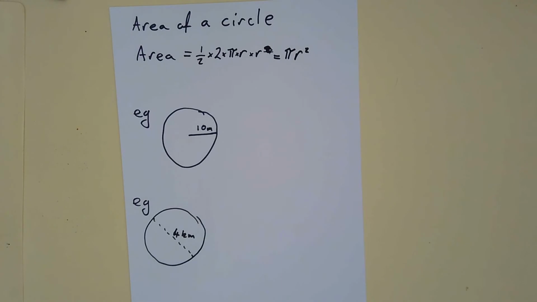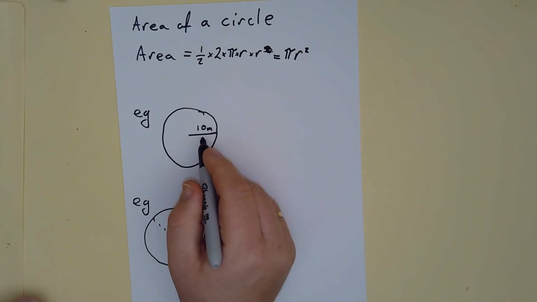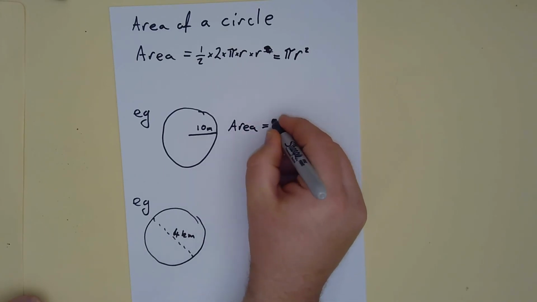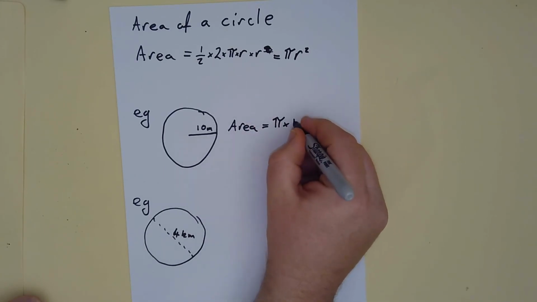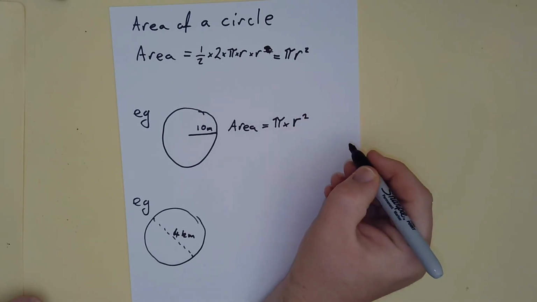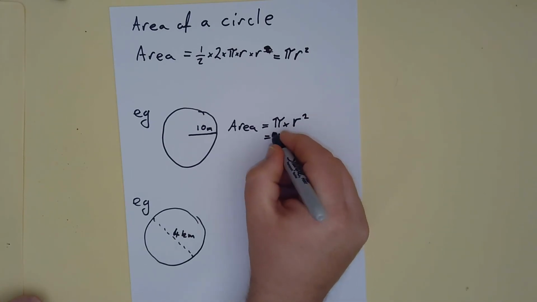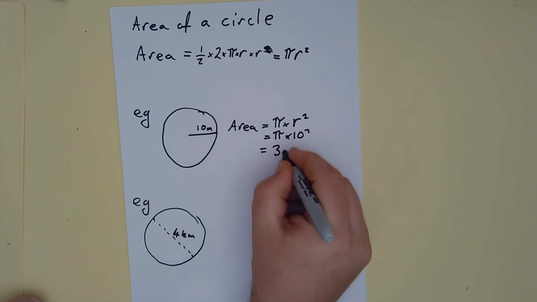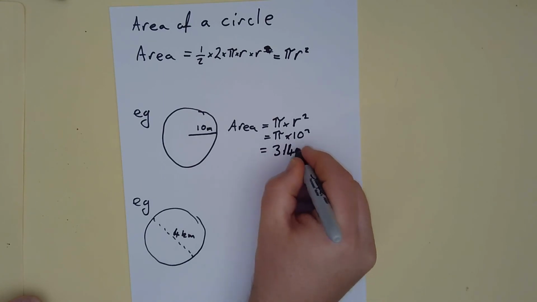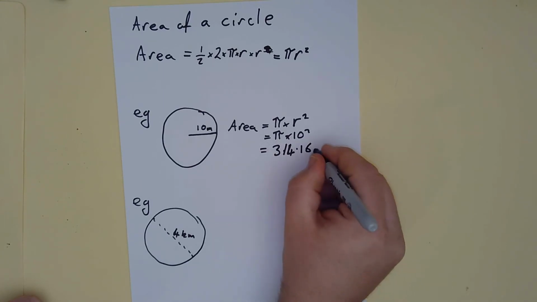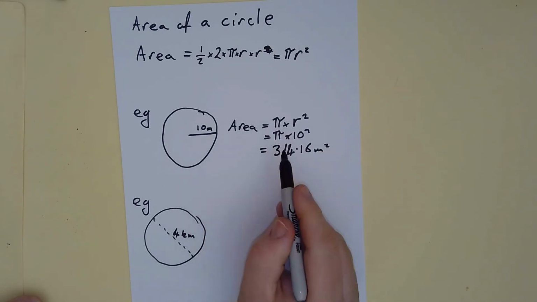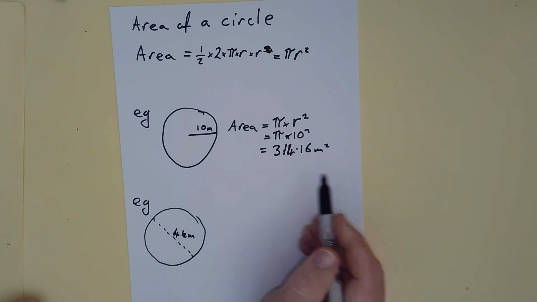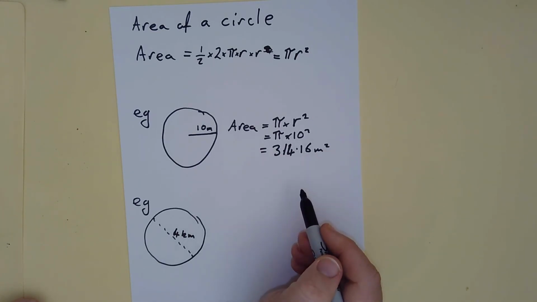So let's do some examples. Here I've got a radius of 10. My formula says the area is equal to pi times the radius squared. In this case, my radius is 10. I put that in our calculator, and it's about 341.16 meters squared. Because pi is an irrational number, it never finishes its decimal expansion, we always have to round it off. I'm going to round it off here to 2 decimal places.